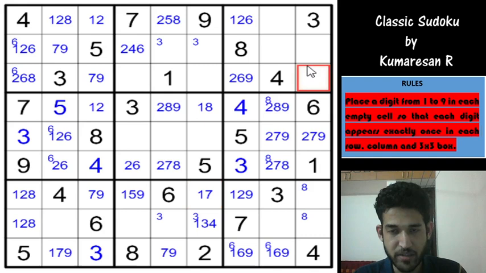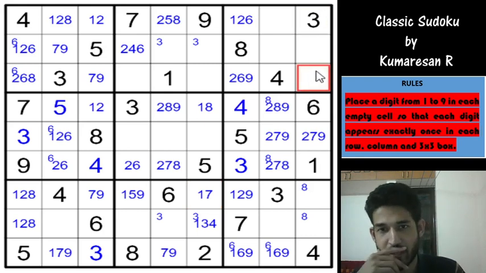And if I look at this cell, can't be 1, 3, 4, 6 and 8. So this can be 2, 5, 7, 9. So okay, there are 4 possible candidates. I'm not going to write that for now.